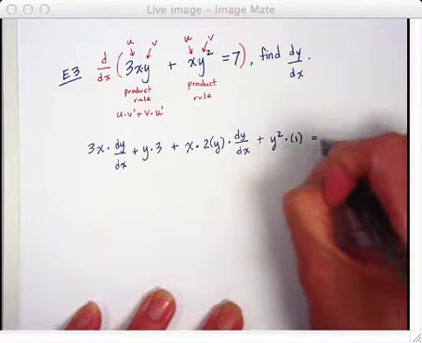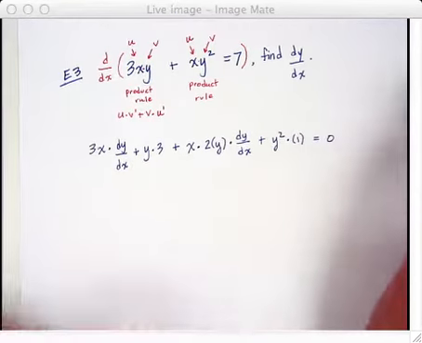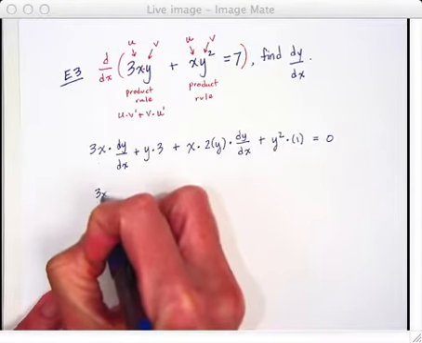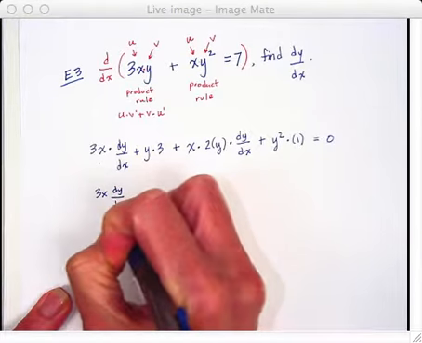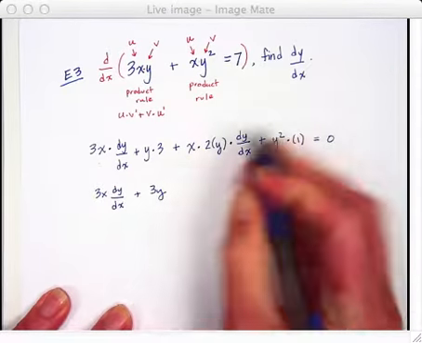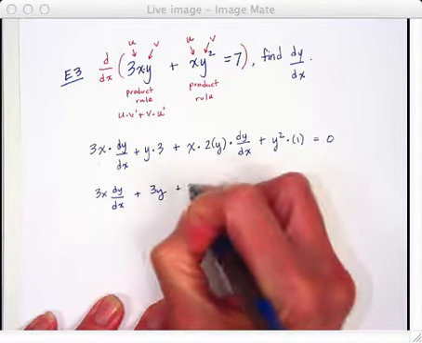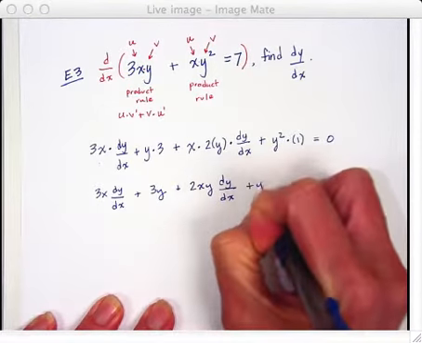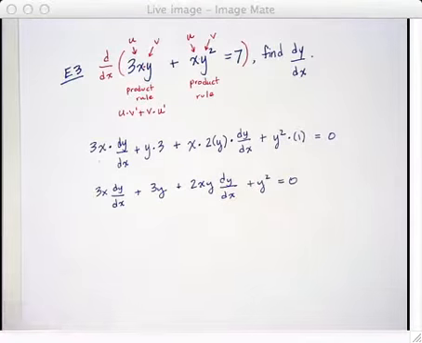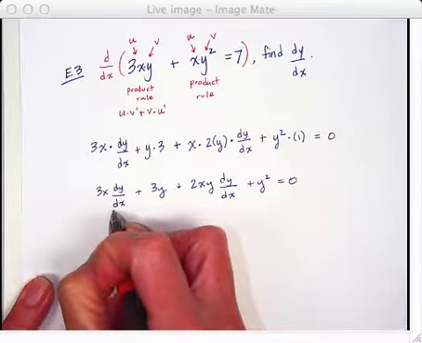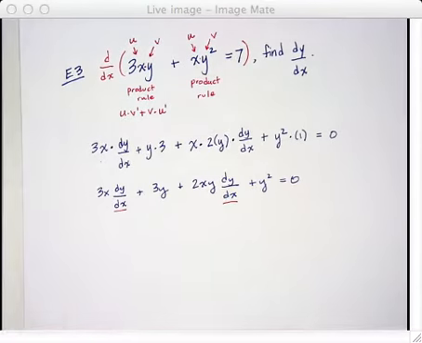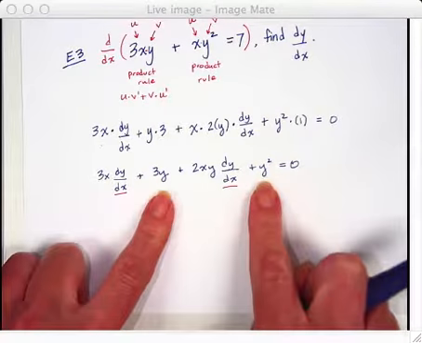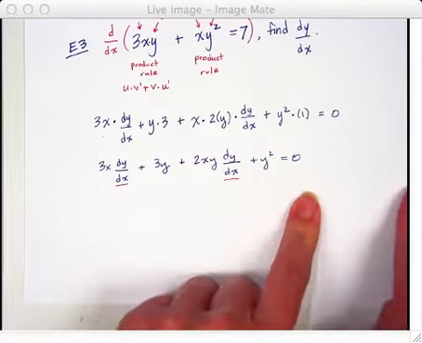All right, so I got a lot of stuff there. So what I want to do, I want to clean this up a little bit, make it look a little better. So let's see, this is 3x dy dx plus 3y. Over here, I have plus 2xy dy dx plus y squared equals a 0. I notice I have a dy dx here and a dy dx here. I want to group the dy dx's together on one side of the equal sign and move all the other terms to the opposite side of the equal sign.